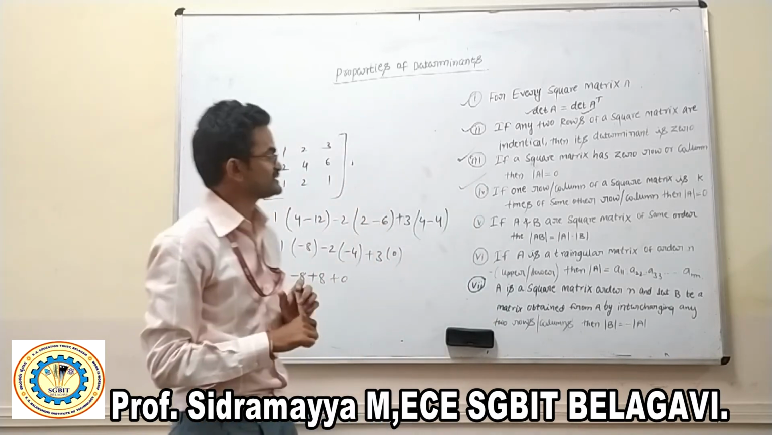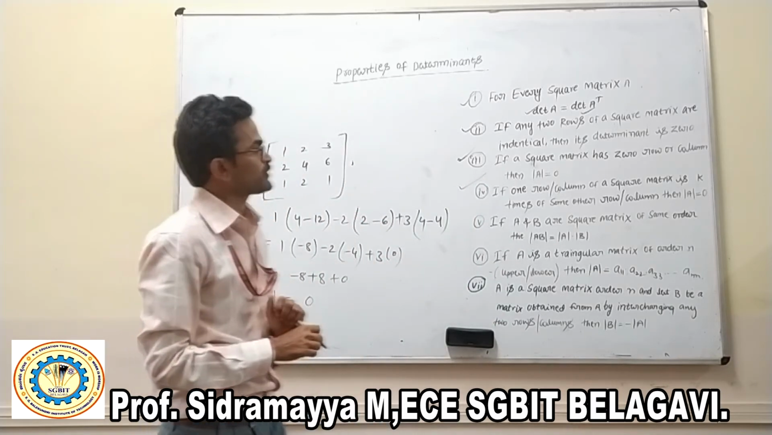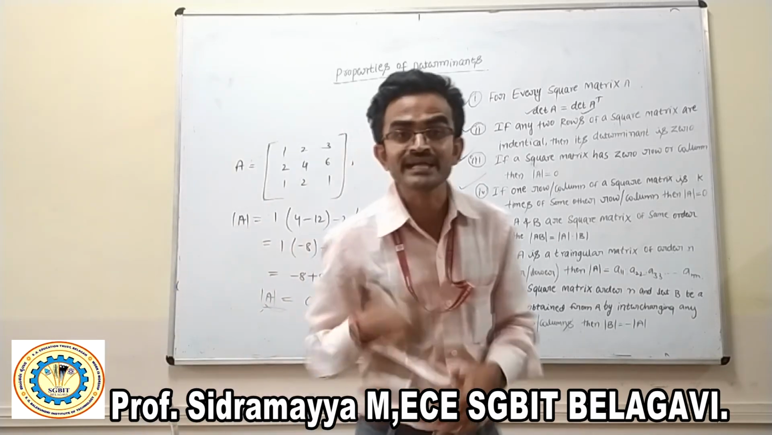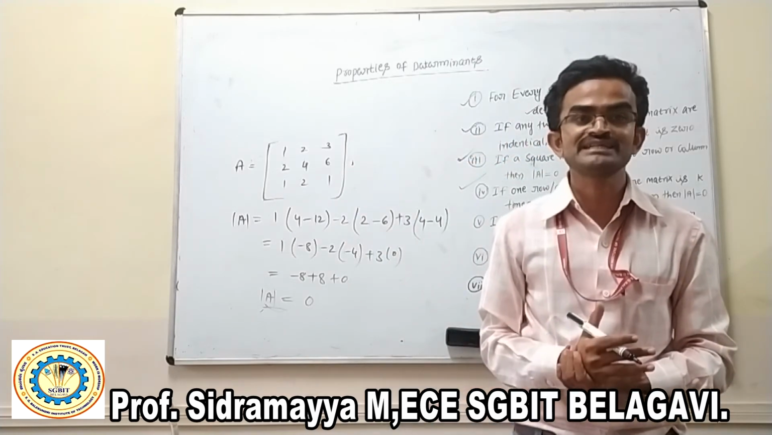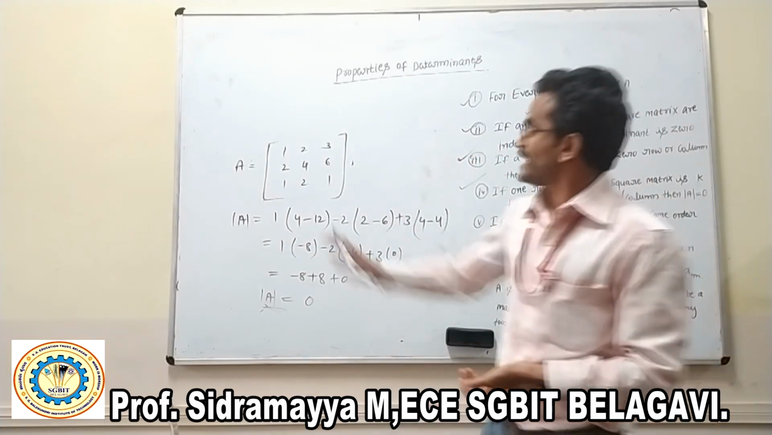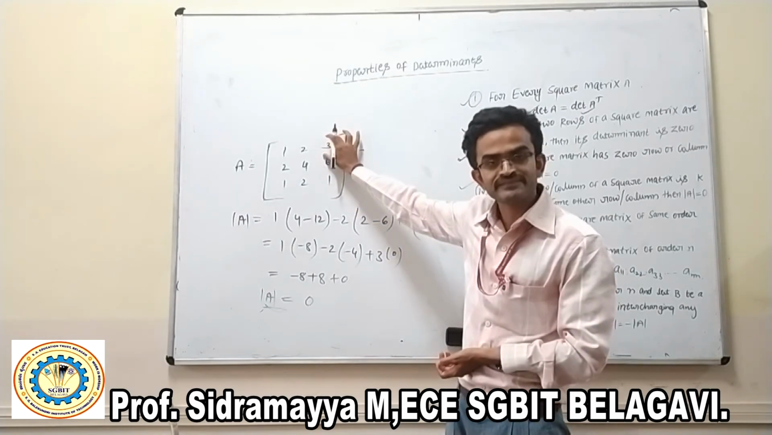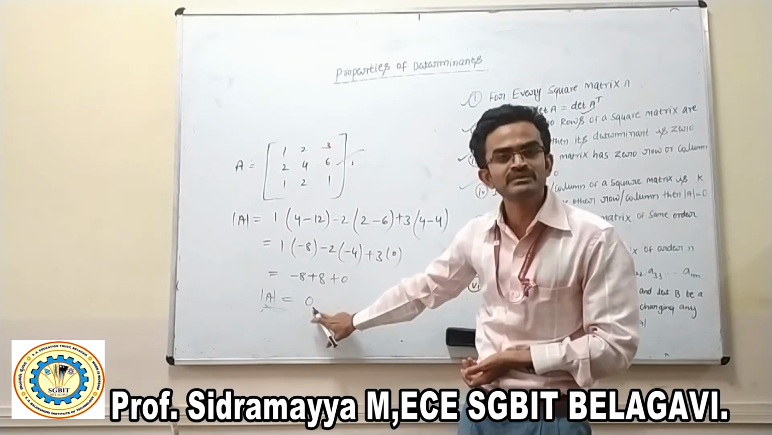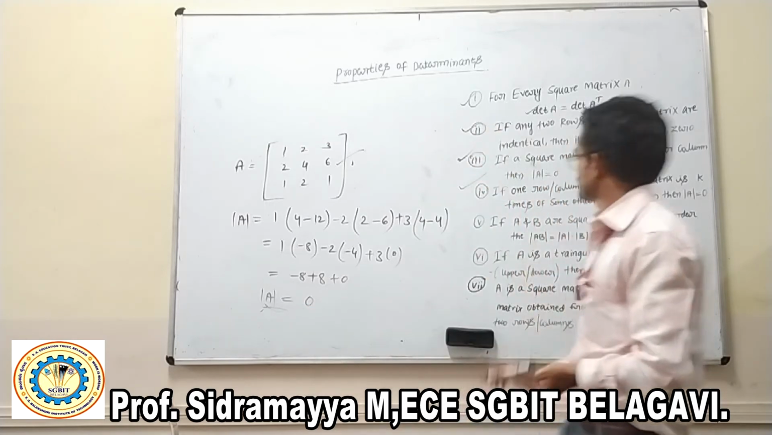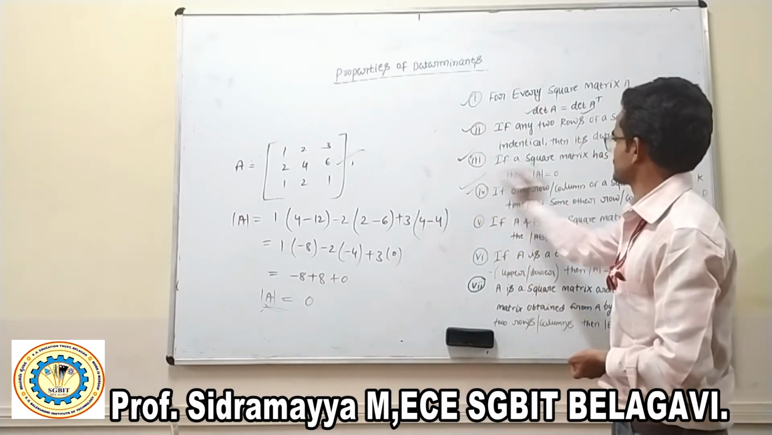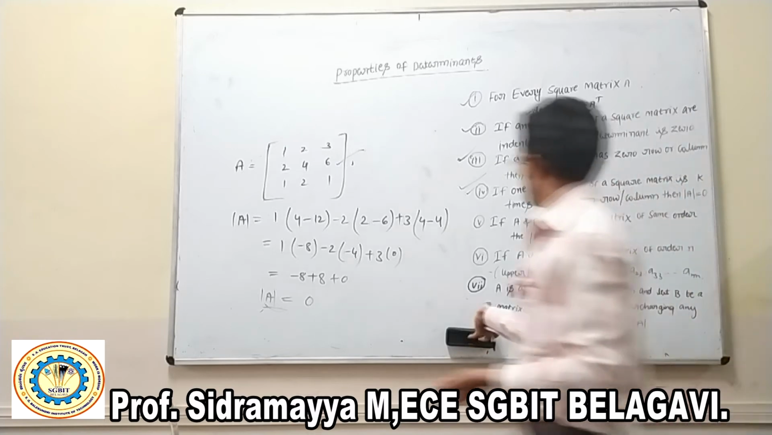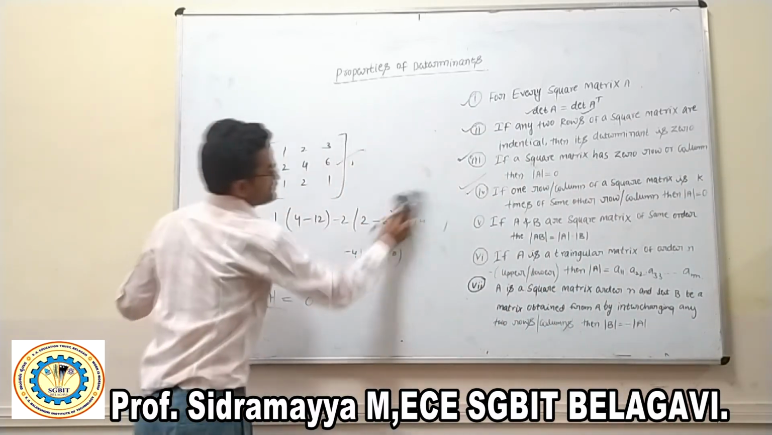So what it says is that this condition is satisfied. What is that property? If any row or a column of a square matrix is k times the other row or column, then its determinant is equal to 0. In this matrix, the second row is 2 times the first row, hence you got its determinant equal to 0. So this property also holds good. Next, consider the next property.